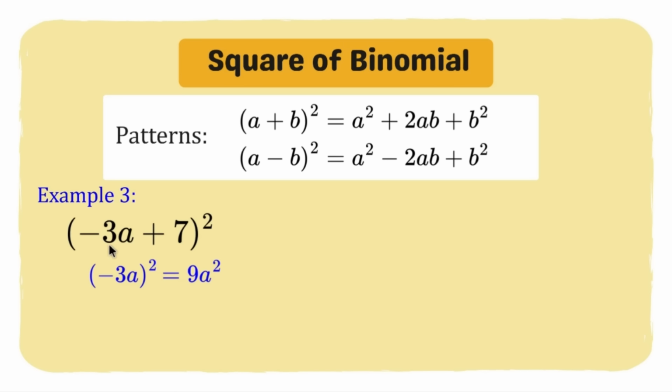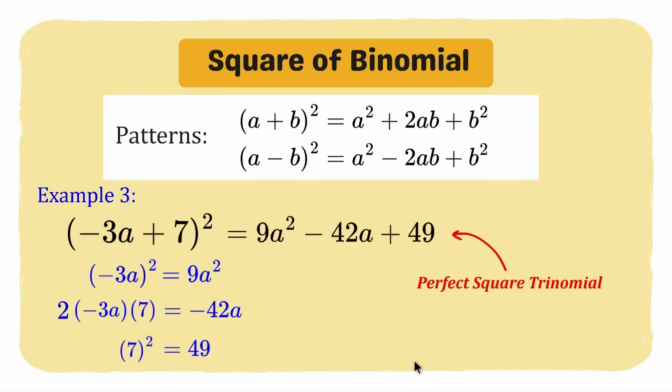Next one, multiply natin yung first and then second, first term and second term times 2. Okay? Kaya po, negative 42a. And then last is to just get the square of the last term or the second term, which is 7. So 7 squared is equal to 49. Our perfect square trinomial then is 9a squared minus 42a plus 49.